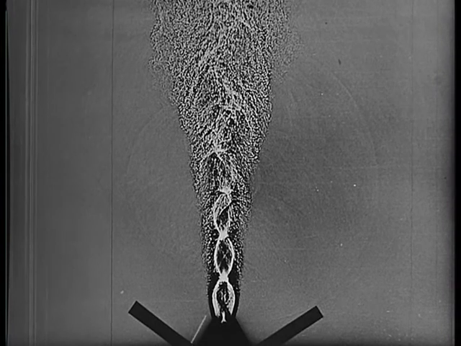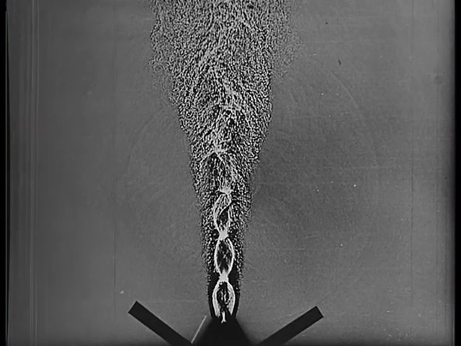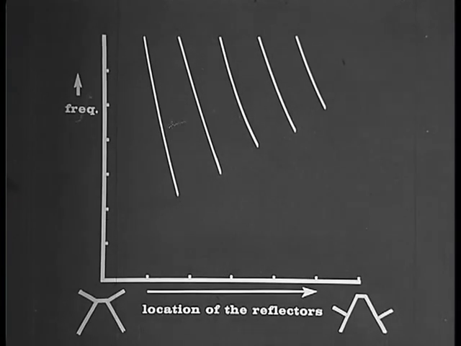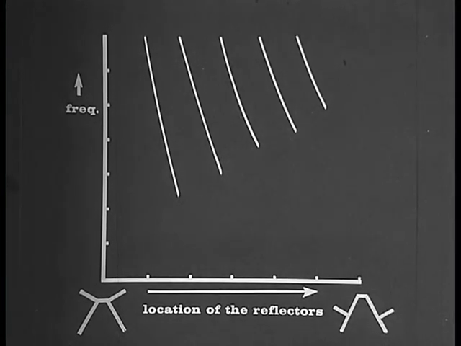When we move the reflectors, the oscillation frequency changes as shown in this graph. On the vertical axis, the frequency F is plotted, and on the horizontal axis, the displacement D of the reflectors.